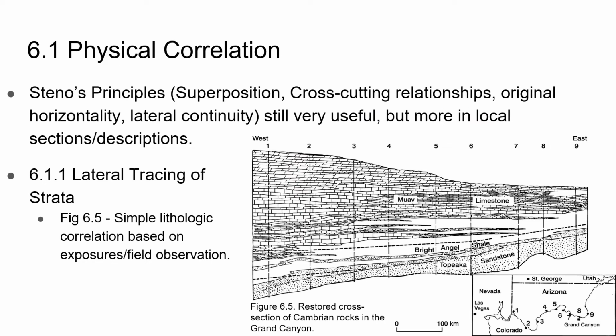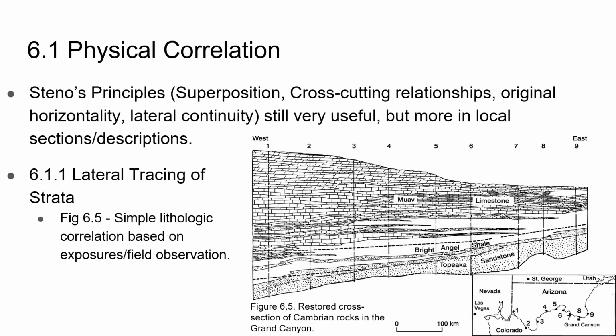When we start looking at physical correlation, it brings up once again Steno's principles of superposition and cross-cutting relationships, horizontality and continuity, which are still very important concepts and still very useful, but they're particularly useful more in the local section and description. When you're talking about tracing over large distances, things can get a little bit more complicated.